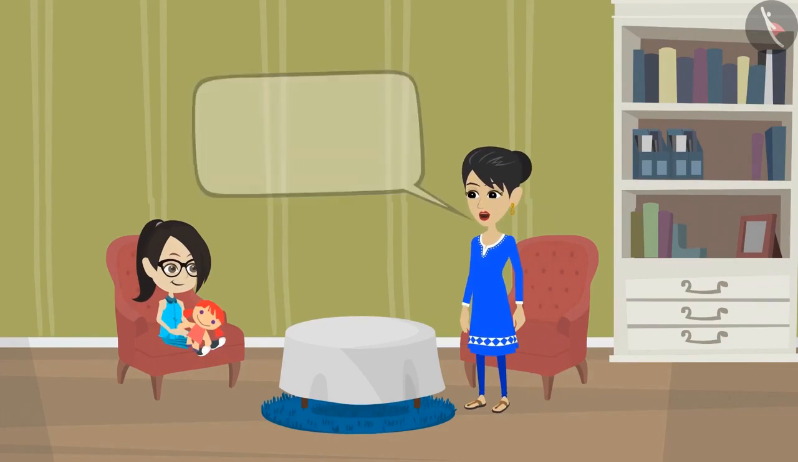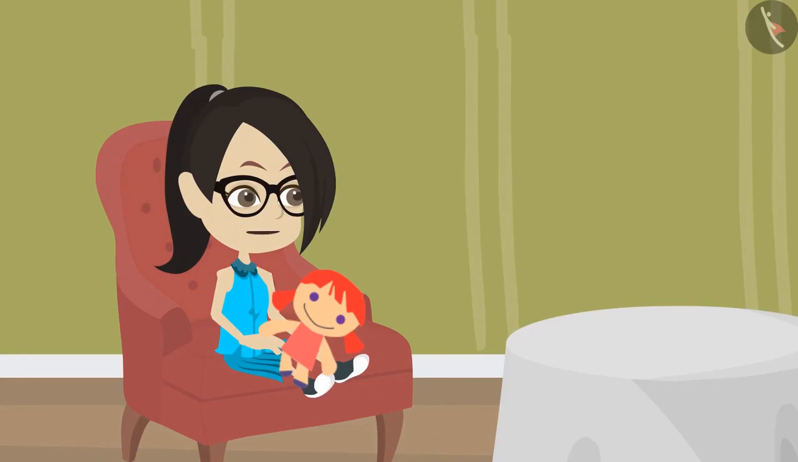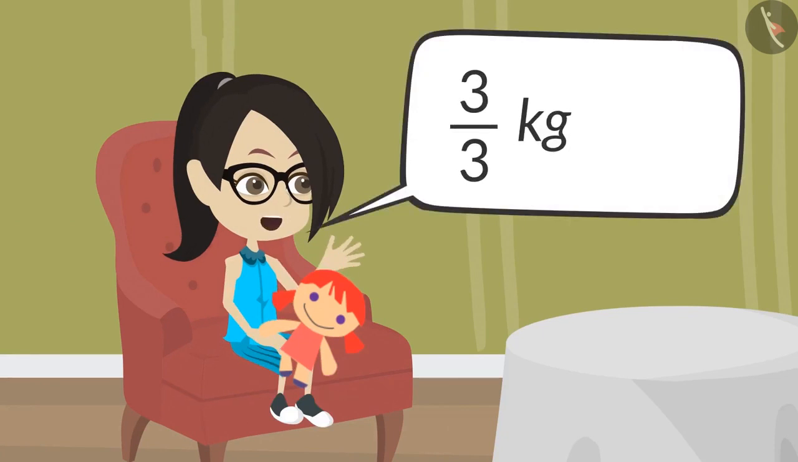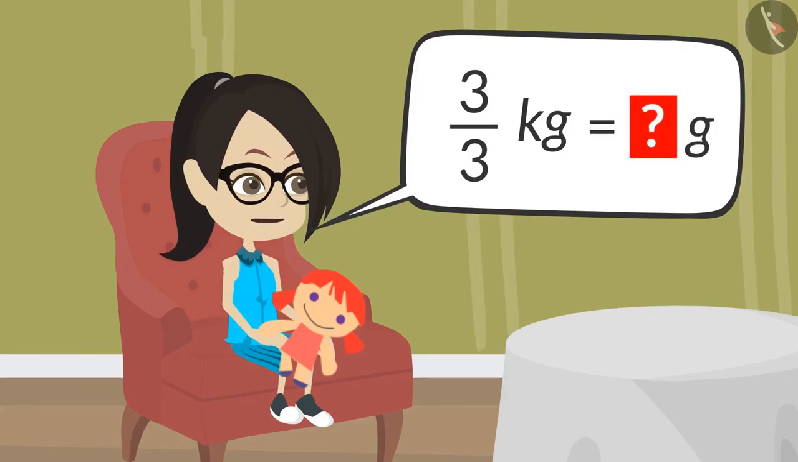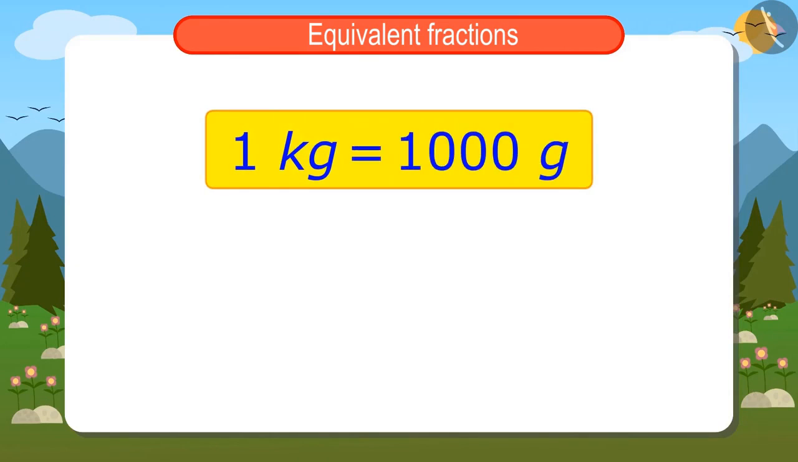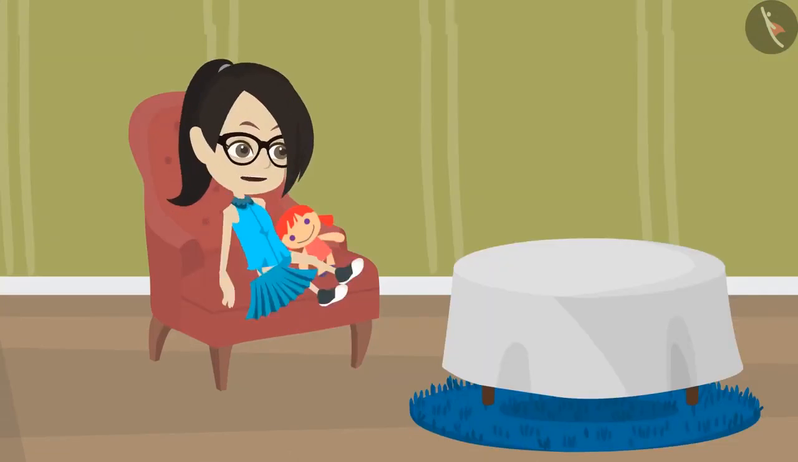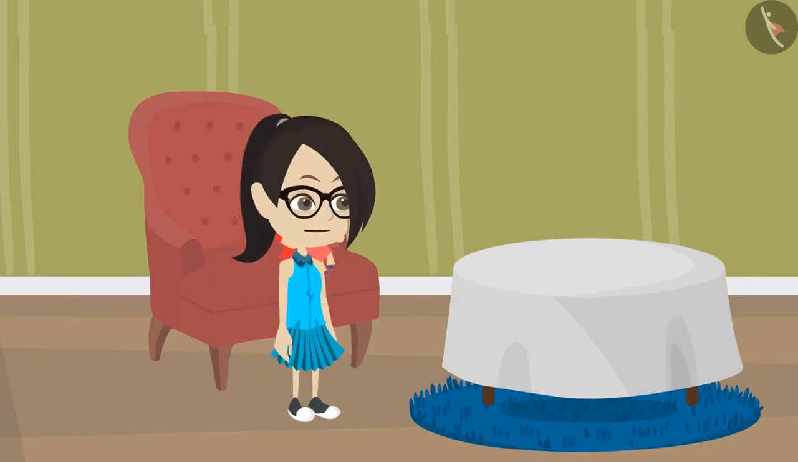Vandana, go get 3/3 kilograms of potatoes from the market. Mummy, please tell me in grams how many grams of potatoes are in 3/3 kilograms? Vandana, you know about fractions, right? 1 kilo has 1000 grams. So now you find out how many grams will be there in 3/3 kilograms and bring that much of potatoes. Okay, Mummy, I will find out and get the potatoes.